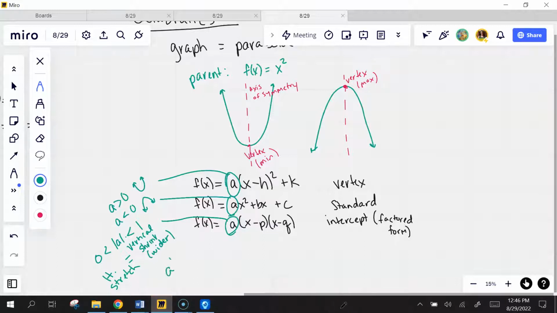This one is bigger than 1. Golly. Break. That's a vertical stretch, also known as a horizontal shrink, which means I'm getting skinnier. Y'all remember all this? Okay.